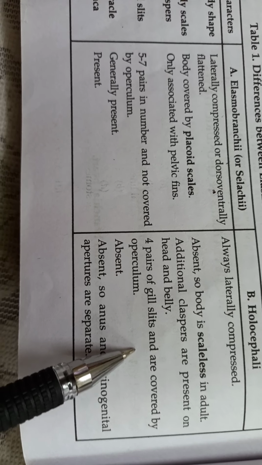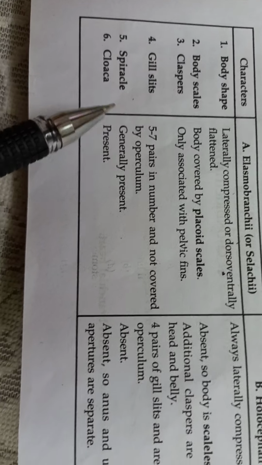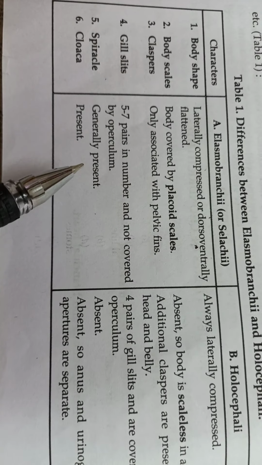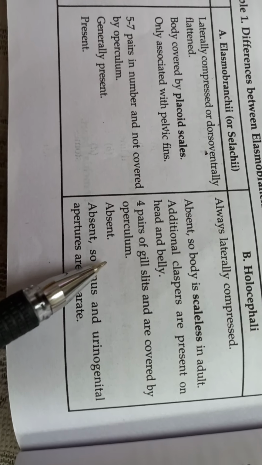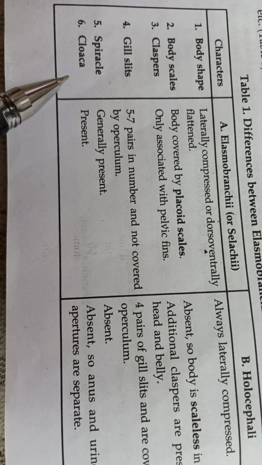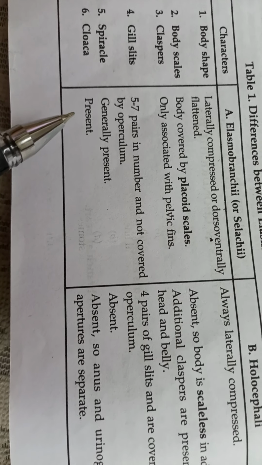Now this is a little different subclass, because Holocephali is resembling the next, the osteichthyes, so we can say this can be a connecting link also. Now coming to the spiracle which is for breathing, here in the Elasmobranchii it is present, whereas in Holocephali it is absent. Now coming to the cloaca, the cloaca is the external aperture which is the opening of the cloacal chamber.